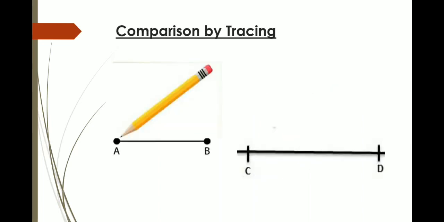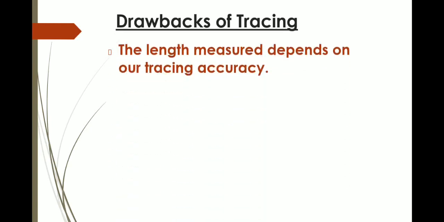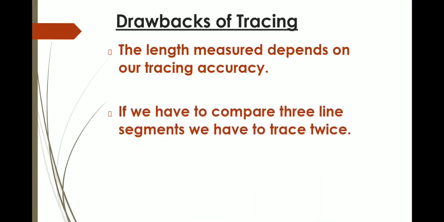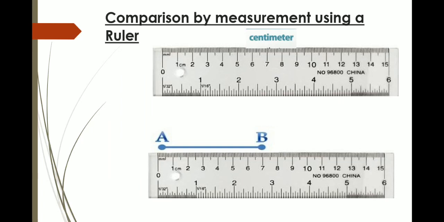Comparison by tracing. To compare line segments AB and CD, we use tracing paper. Trace AB and place the segment on CD. In this way, we can decide which one is longer. Drawbacks of tracing. The length measured depends on our tracing accuracy. If we have to compare three line segments, we have to trace twice. We cannot trace lengths all the time as it is very time consuming.